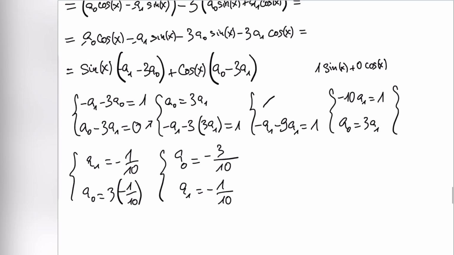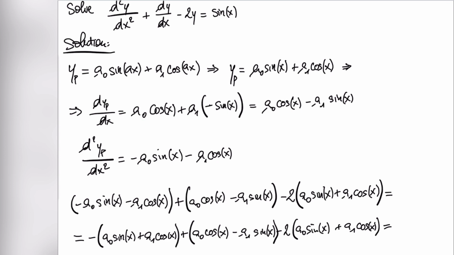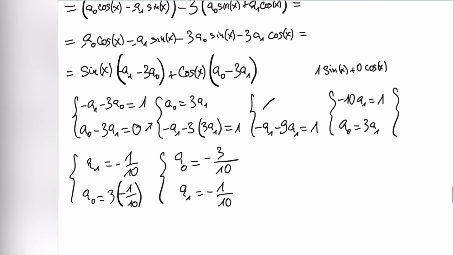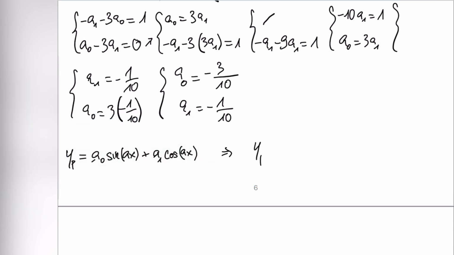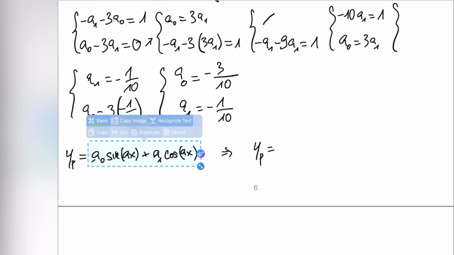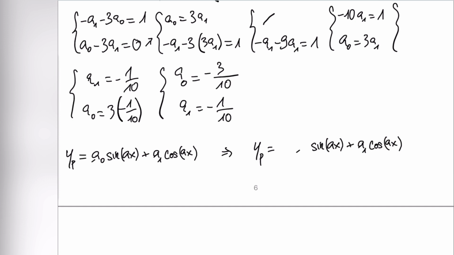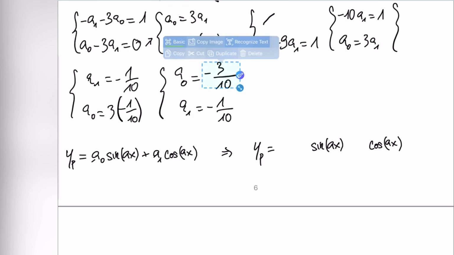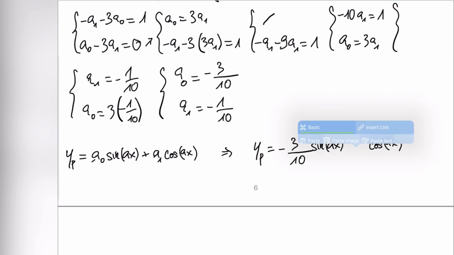Now that we have a0 and a1, we can substitute them into this y of p, right? So we had that y of p is equal to this. So in this case, we have y of p is equal to a0. We can copy this, and now we're going to substitute a0 and a1, right? We have a0 here and a1 here. So a0 is minus 3 over 10, and a1 is minus 1 over 10. So this is our particular solution.